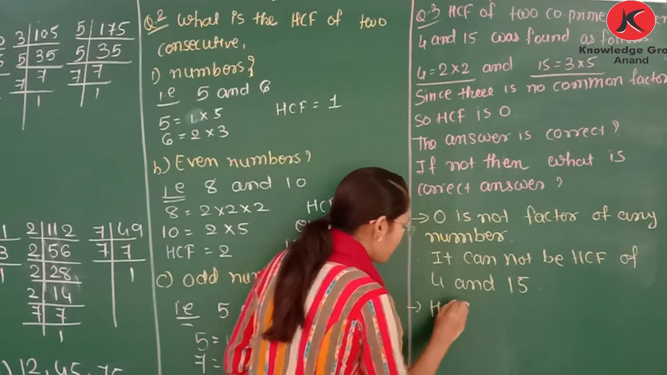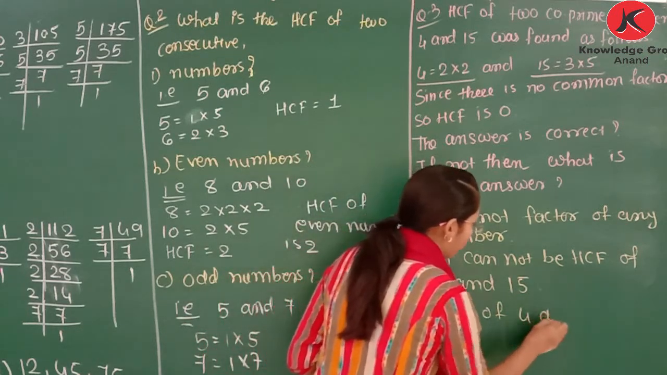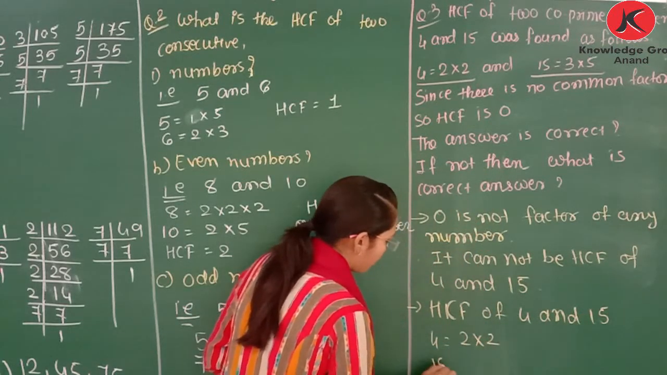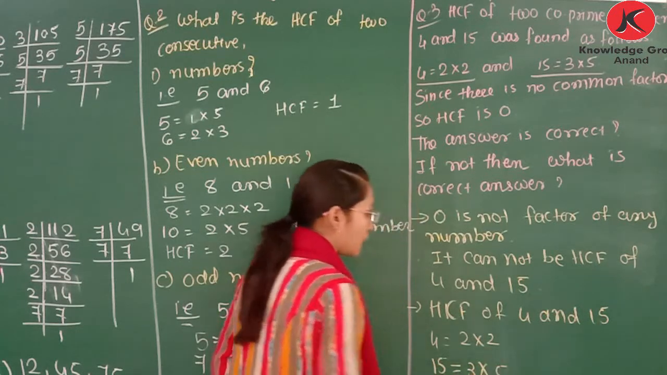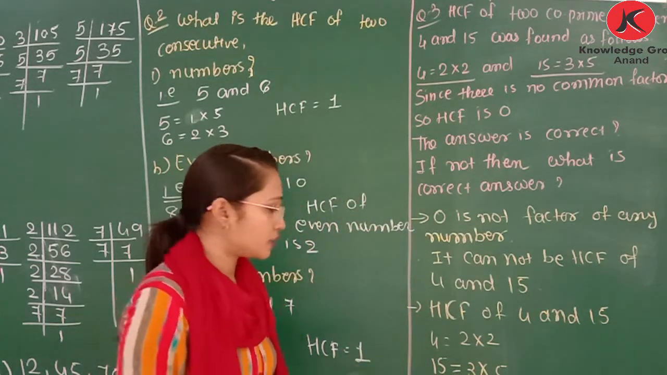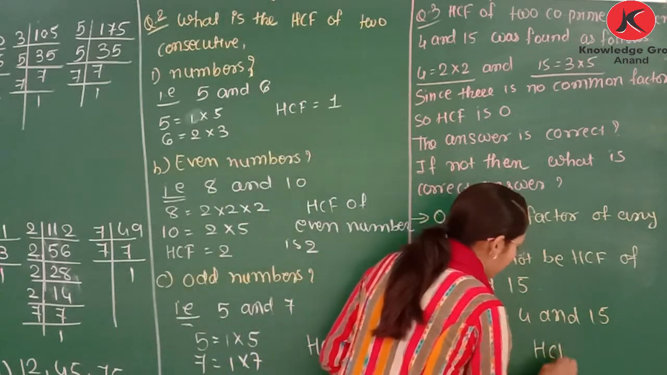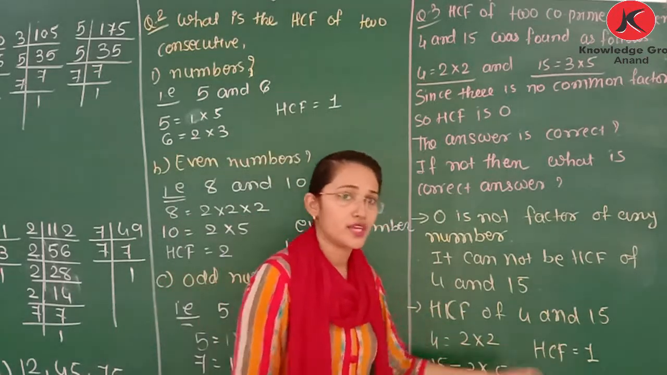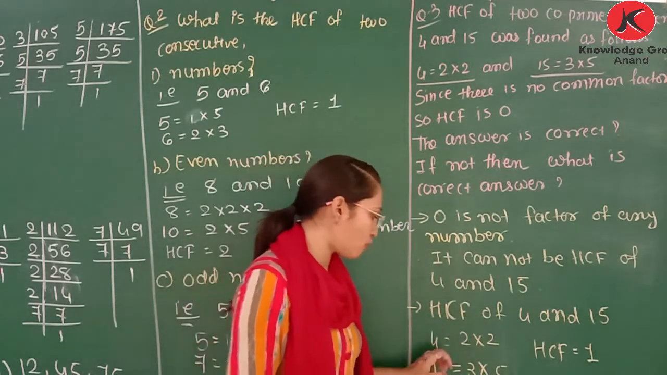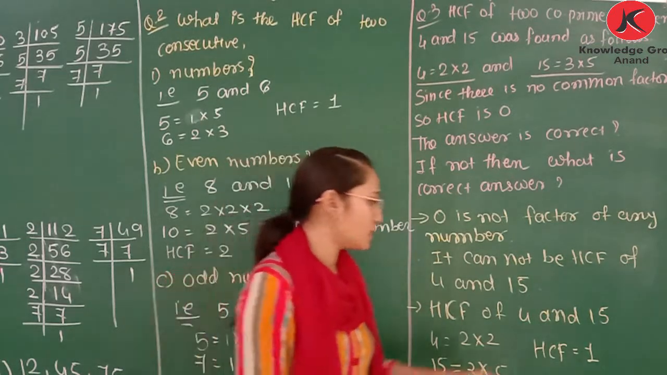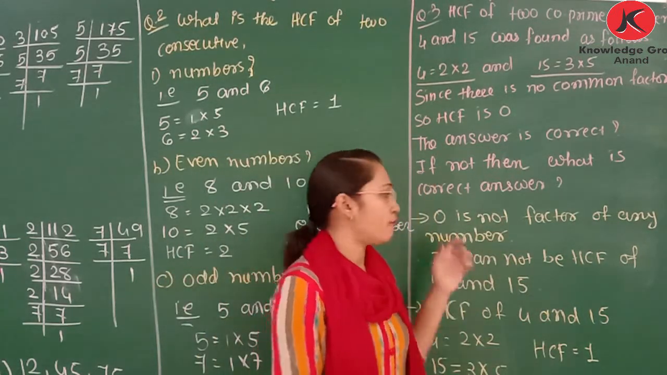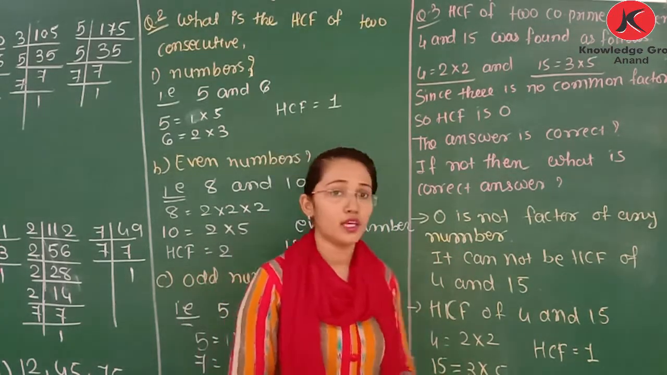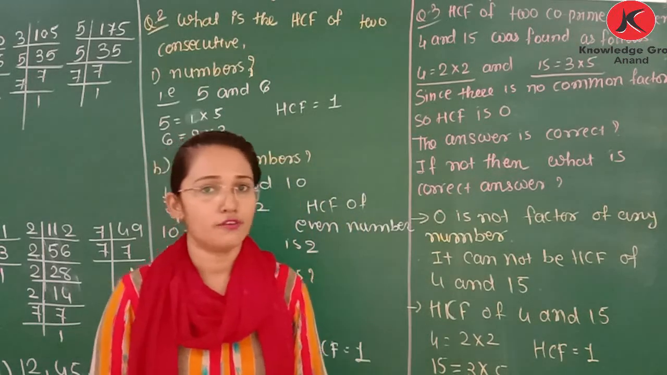What will be the HCF of 4 and 15? 4 can be written as 2 multiply 2 and 15 can be written as 3 multiply 5. If there is no common factor, then what is the HCF? If there is no common factor, then we write HCF as 1. That's why the HCF of 4 and 15, which are co-prime numbers, is 1. 0 cannot be a factor of any number, that's why it cannot be the HCF of any number. That's why if there is no common factor, then HCF is always 1.